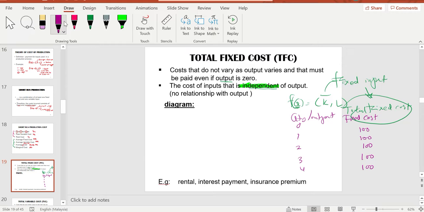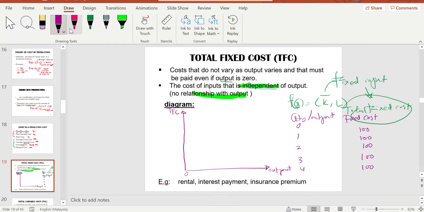Macam saya kata tadi, untuk dia sewa tu kan, sewa kita tidak akan berubah. There will be no relationship with output. So how to draw this diagram? Basically it's simple because the value is the same. So diagram dia adalah hubung kait antara fixed cost, kat sini akan jadi total fixed cost, kat sini adalah output.